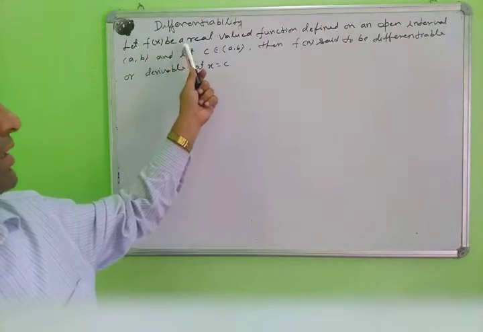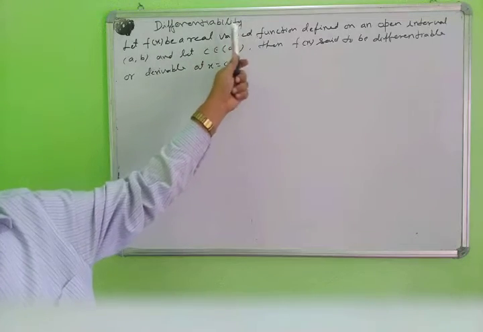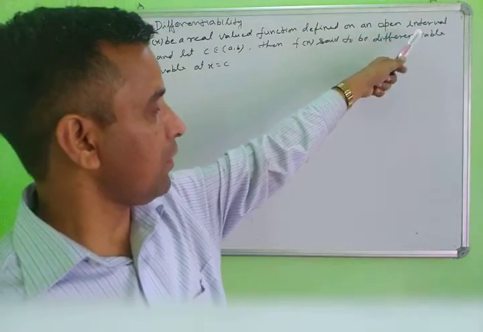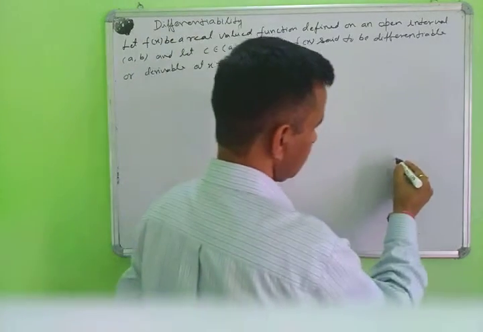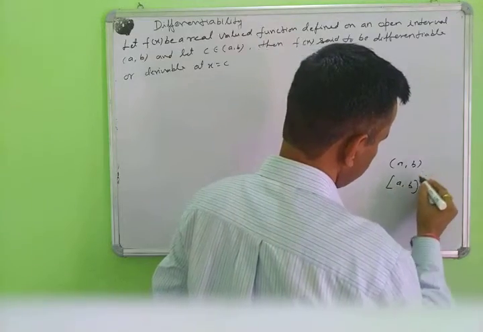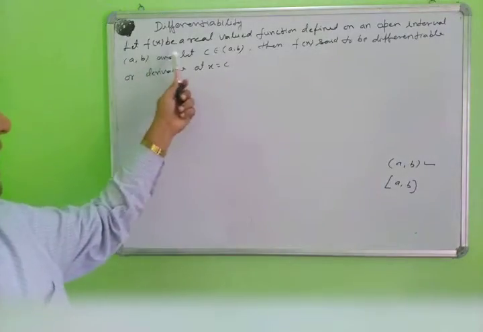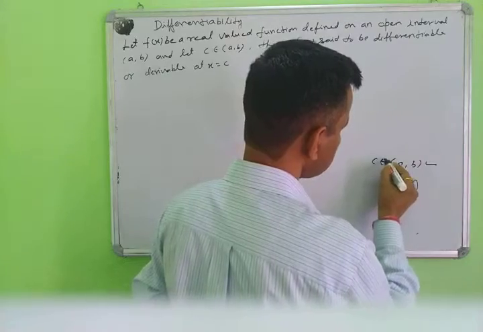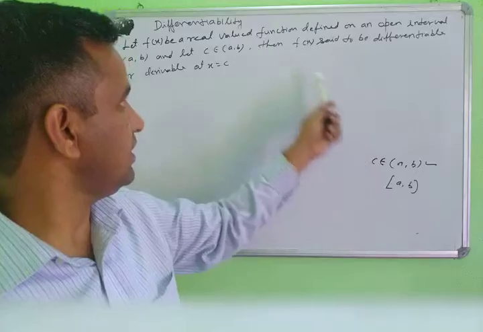Let f(x) be a real valued function. Any real valued function, we are finding the differentiability here, defined on an open interval. This is the symbol of the open interval, and this symbol is the closed interval. We are using this as the open interval. Let c be a point that belongs to the open interval (a, b).